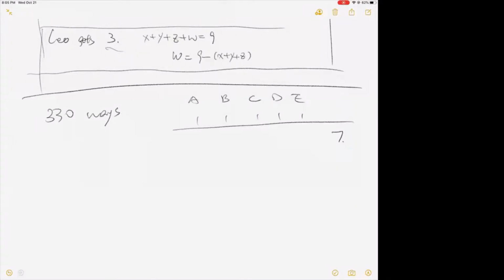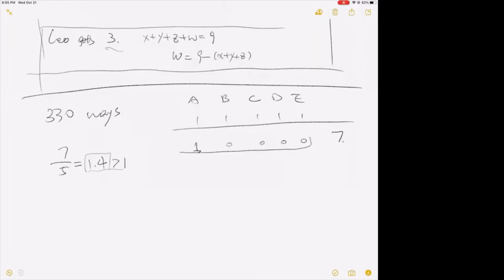So 7 divided by 5 is a little bit more than 1. Oh yeah, 1.4. So then you know that Leo cannot get 1. If Leo gets 1, the other ones have to get zeros, so that's not 7. So Leo has to get more than the mean, 1.4, so he has to get at least 2.